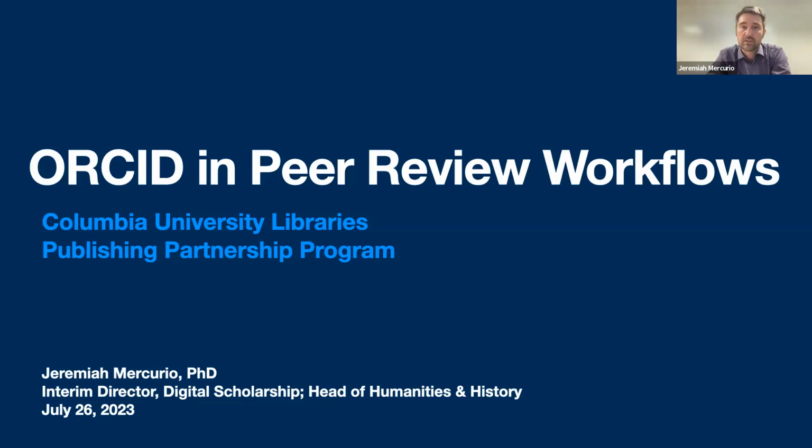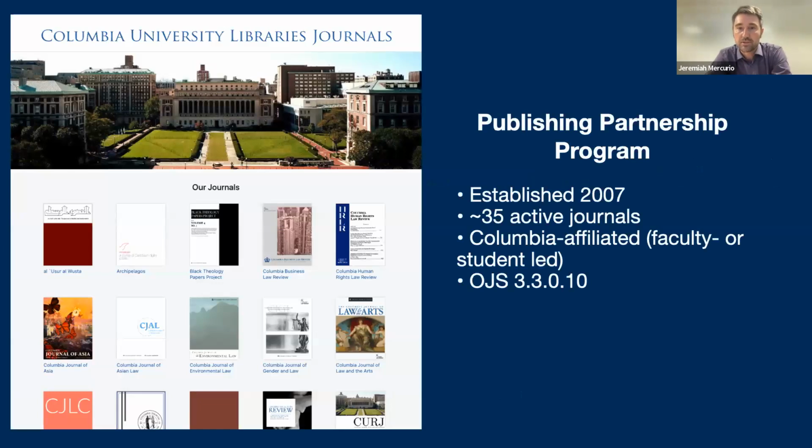But just a little bit of background on our publishing program here. We've been active in the journal publishing program since 2007 at Columbia. We have about 35 active journals now, some retired journals, not a whole lot. But we also have a podcasting partnership program and other things that the publishing program helps to facilitate. So I'm going to just talk about OJS today, obviously.